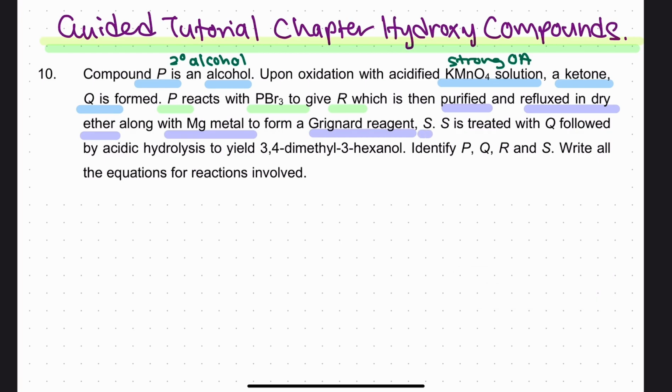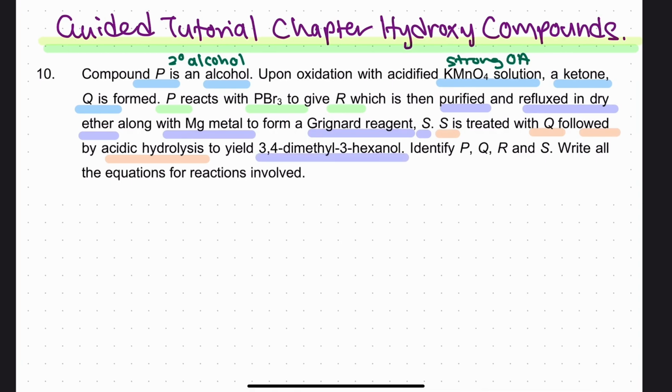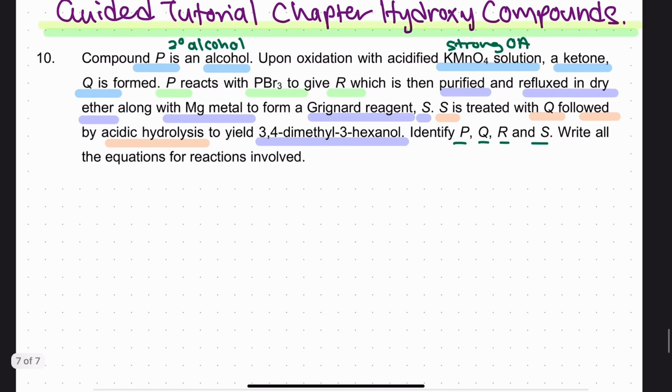S is now treated with Q, the ketone, followed by acidic hydrolysis. So when you see the words "followed by", that means there is step 1 and step 2 to yield, that means to produce, 3,4-dimethyl-3-hexanol. So now you are required to identify P, Q, R, and S as well as write equations for all the reactions involved. So let's look at the question again and try to create a flowchart.